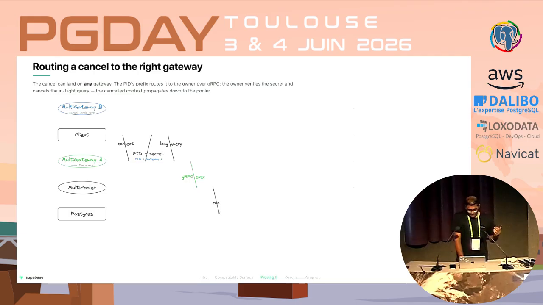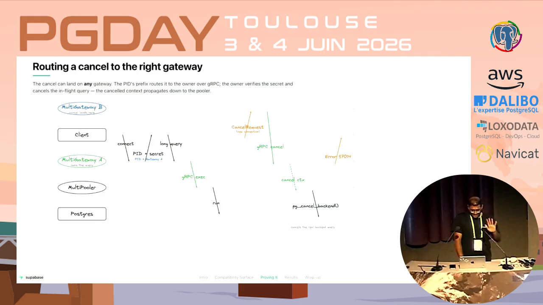Let me walk you through the flow. So the setup: the client connects and it lands on gateway A, and it runs its long query. The PID it got back while connecting has gateway A's prefix baked into it. The query is now running, gateway A to the pooler, pooler to the Postgres, and so on. Next, the cancel appears. The client opens a new connection, and let's say it lands on gateway B, which is not the gateway where the actual connection was in the first place.